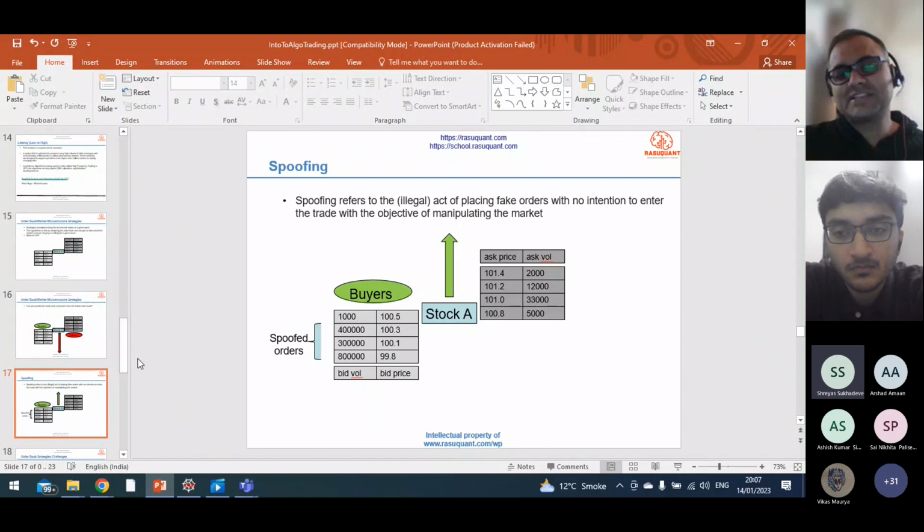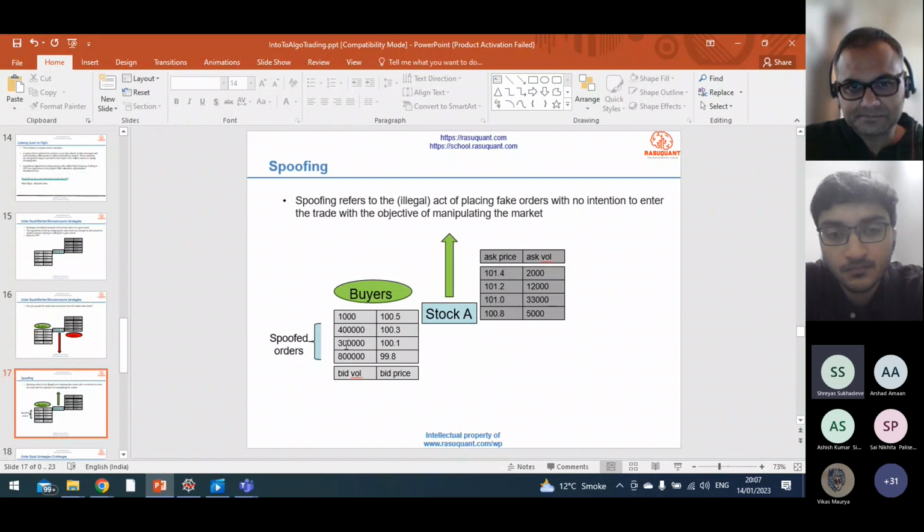In one of my courses, I have shown real-time spoofing. You can actually see how spoofed orders are coming in. In one second you will suddenly see a big order, 5 million or something, and then in the next moment you will see that that order has disappeared. The sole intention is to manipulate the market and get a small, short-lived increase in the stock so that you can dump.